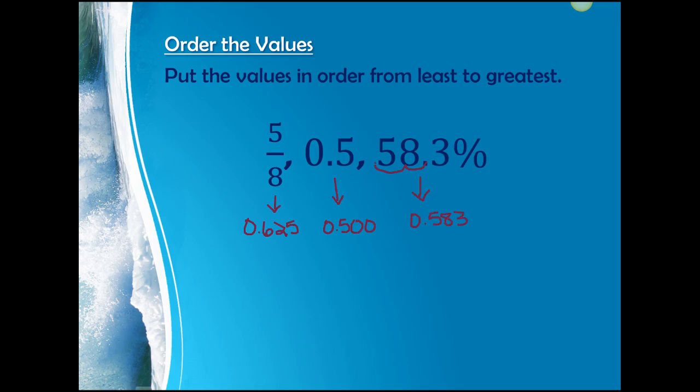Next, I want to compare. If I just ignore the 0 and the decimal, I can just look at these as whole numbers. 500, or 500 thousandths, is the smallest value, so I know that 5/10 is the smallest of the three. Next would come 583, so I know that 58.3% would be the second largest value, and then 5/8 is the one that's left, and it is the largest value.